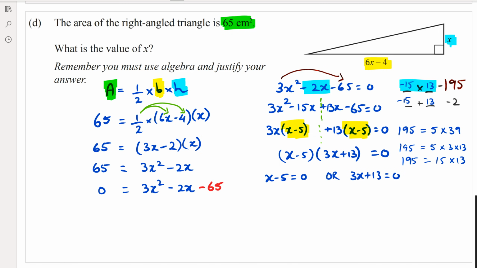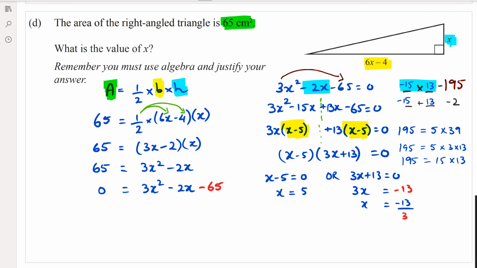So x minus 5 equals 0, well, that's nice and simple. I can say x is equal to 5. But on the other one, I've got 3x equals minus 13, and then x is equal to minus 13 over 3.